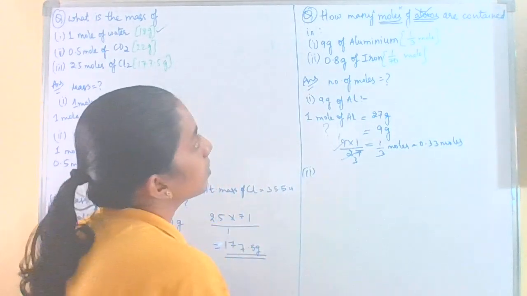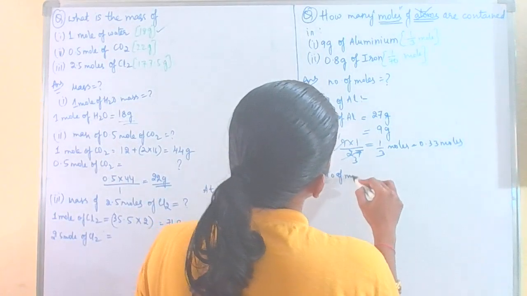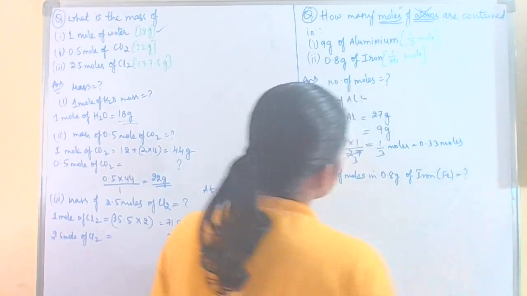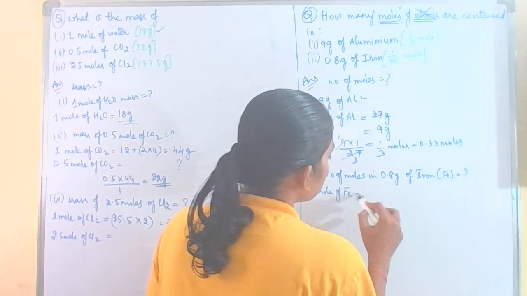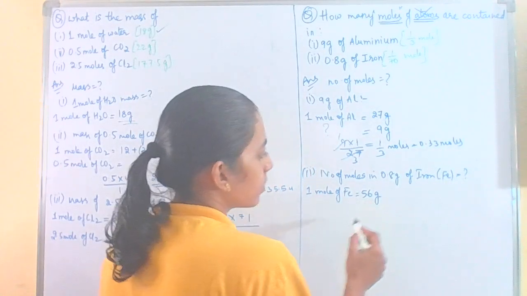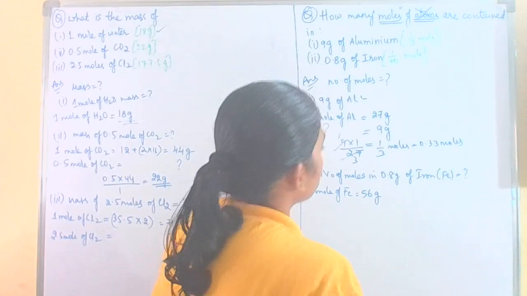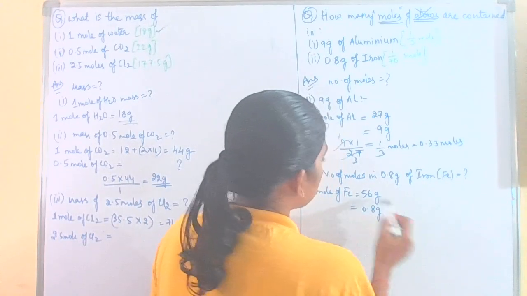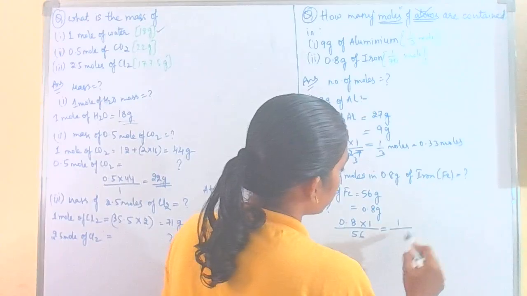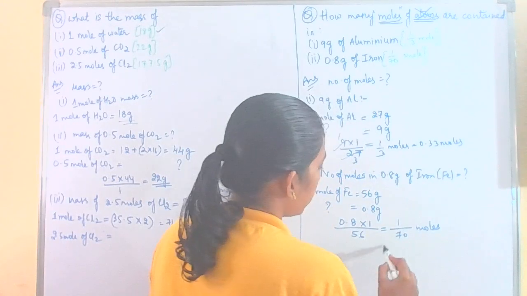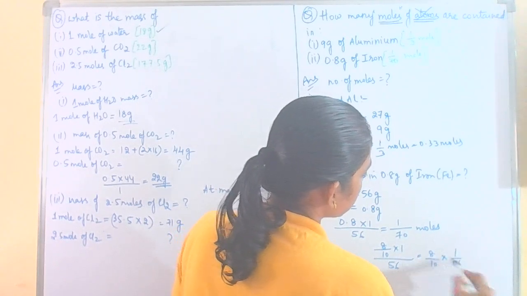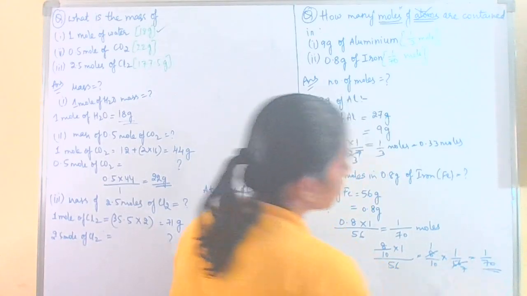Okay. Now we will see the second one. You have to find out the number of moles in 0.8 grams of iron. Iron is Fe. 1 mole of iron is equal to... iron's atomic number is 26. So 56 grams is the gram atomic mass of iron. Now 0.8 grams of iron gives how many moles? 0.8 into 1 by 56, which is 8 by 10 into 1 by 56, which is equal to 1 by 70 moles. Okay, this is how you solve it.